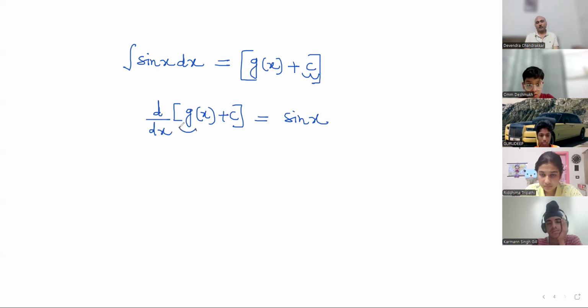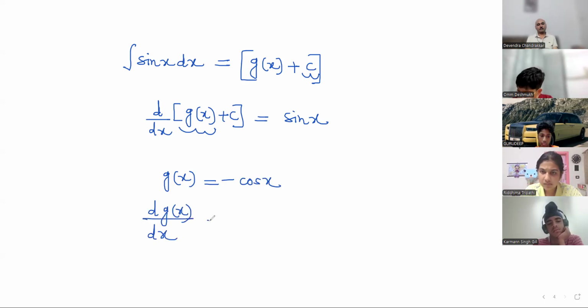right? What is that function, the differentiation of which is sin x? All of you, tell me. Karman Singh Gill, minus cos x. Very good. So if g(x) is minus cos x, differentiation of g(x) will be sin x, right? So see, you understood how to write the results now.